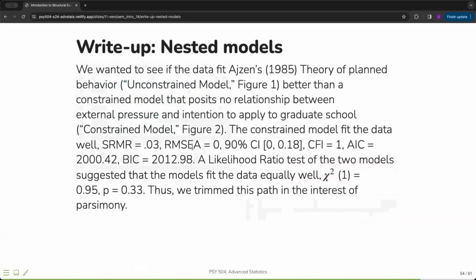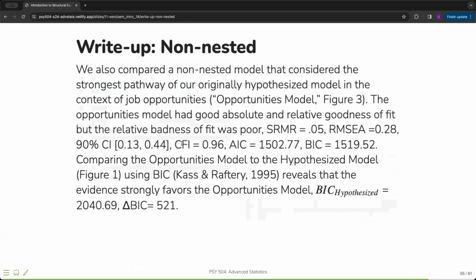So this is an example of a nested model write-up. I'm not going to go through that. And then this is an example of a non-nested model write-up, so how you would explain these types of things.